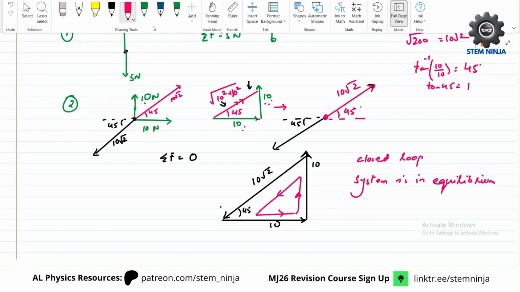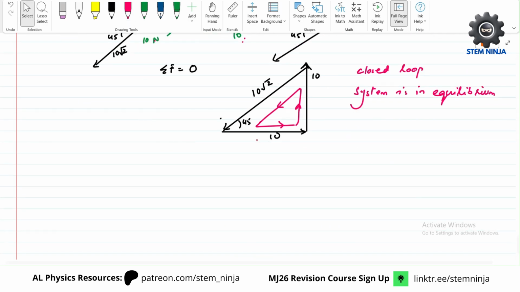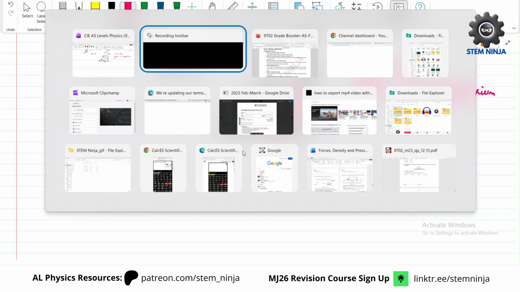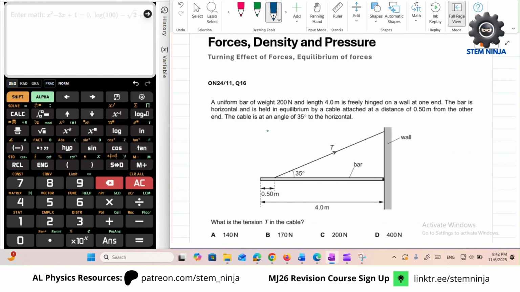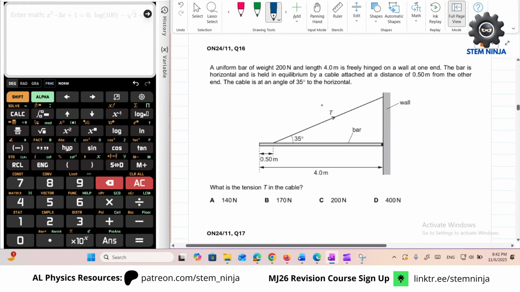All right, so let's practice these concepts by working with some past paper questions. Okay, so let's see this now. A uniform bar of weight 200 newtons. Uniform means the center of gravity is at the geometric center. This is not new knowledge, we have already studied this in IGCSE and O levels also.